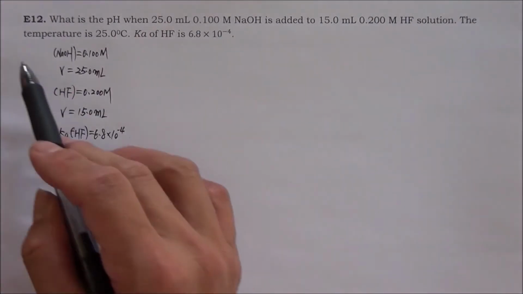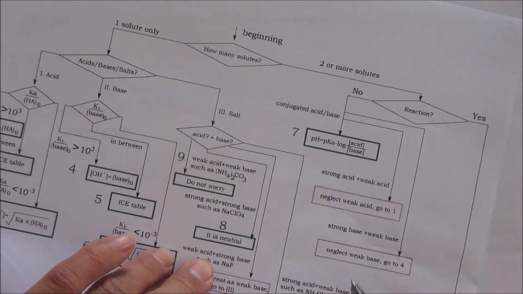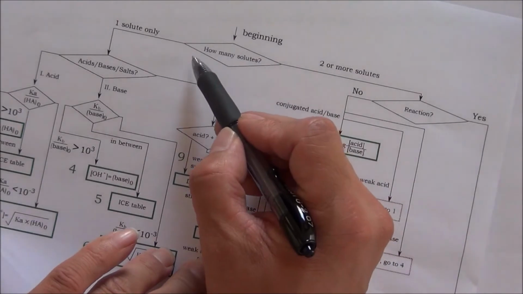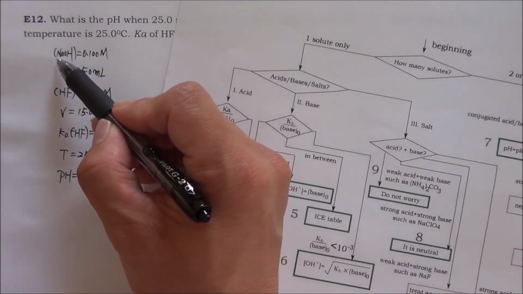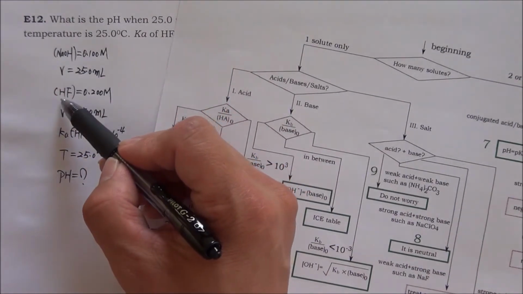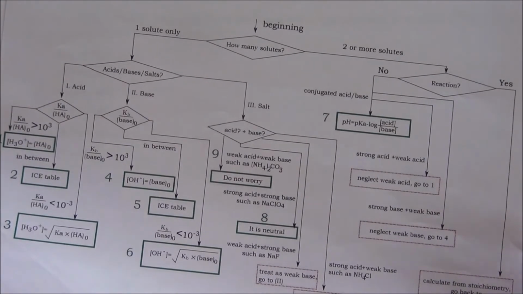This is a summary of this problem. Let's look at the flowchart. The first step from the flowchart is to figure out how many solutes are in the solution. We have a sodium hydroxide and hydrofluoric acid. Therefore, there are two solutes in the solution.